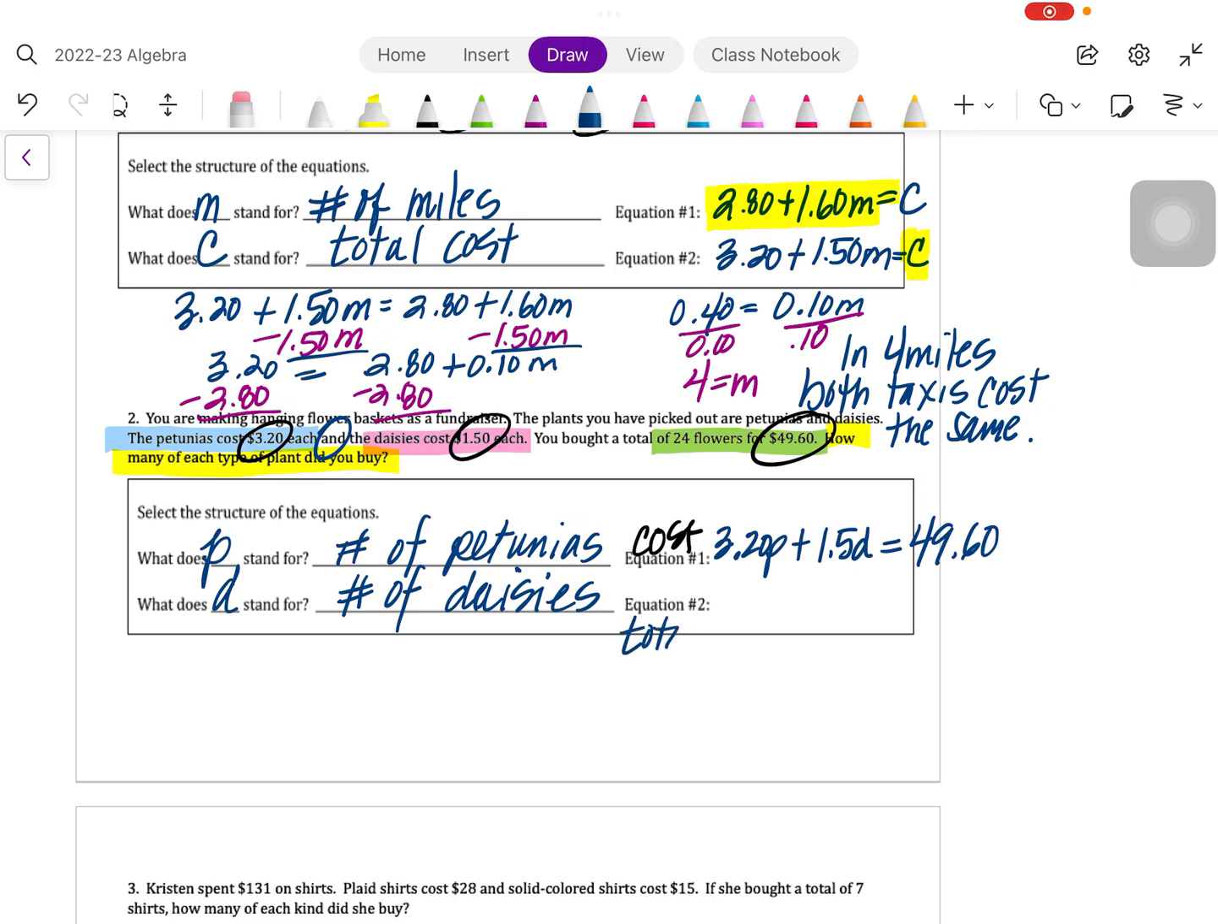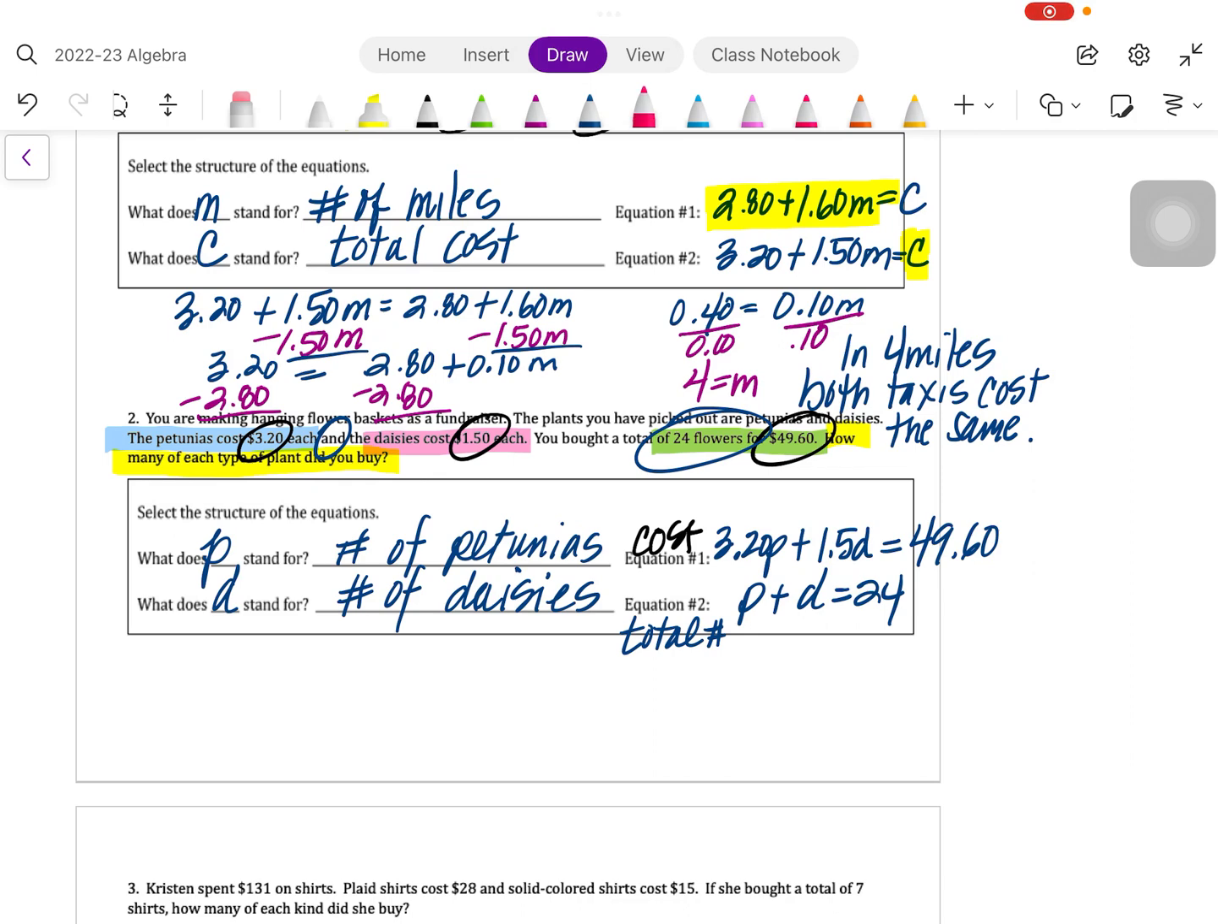Our second equation is the total number of items. So we have 24 flowers total. So that means we have some petunias and some daisies for a total of 24. Now, what you might notice is both of these equations are set up in standard form. So we might be thinking like, oh, both two standard form equations, I'm supposed to use elimination. You absolutely can use elimination, but I will be honest with you. In this equation, to me, it's way easier to use substitution. So that's the method that I'm going to go with.